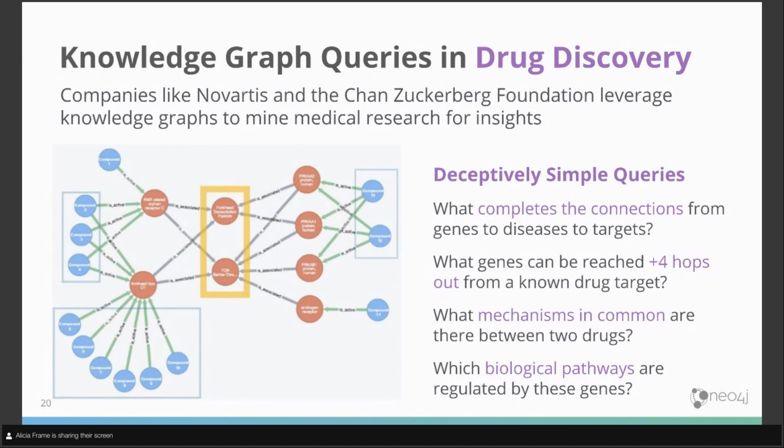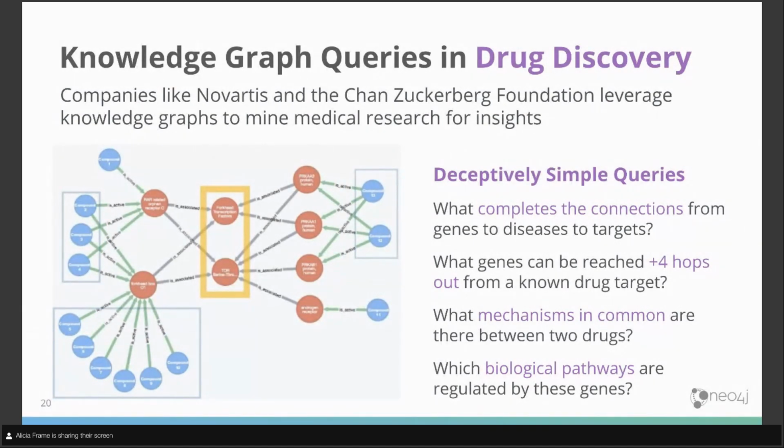And by having your data in a knowledge graph, that lets you start to answer some deceptively simple queries. So what completes the connections between these genes and these diseases? How are they associated? How many hops is it between this gene and this disease in this network? And does that tell me anything about the likelihood that they're related? How many genes can be reached 4 hops out from a known drug target?